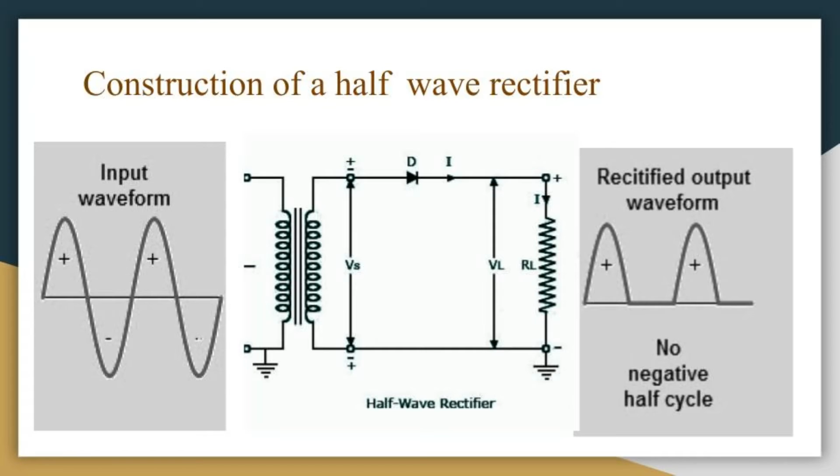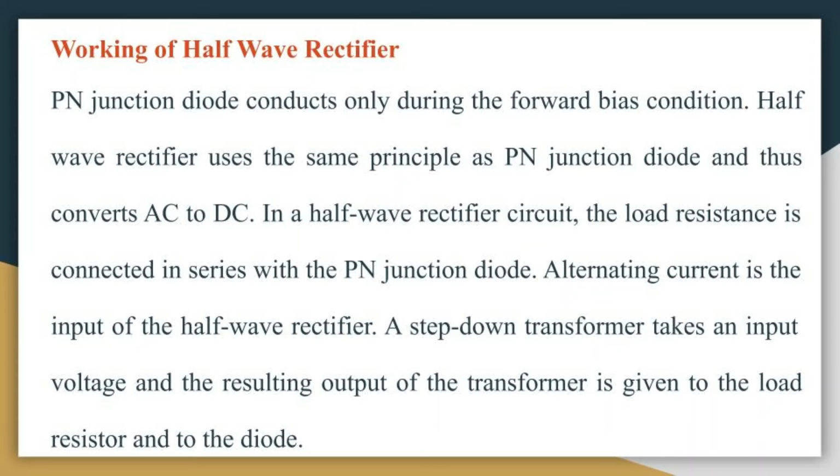Construction of a half-wave rectifier. A half-wave rectifier is constructed as in the circuit diagram using a step-down transformer, diode and load resistor. You can see how an input waveform is rectified in the output. No negative half cycle is seen. Let us see the working of half-wave rectifier.